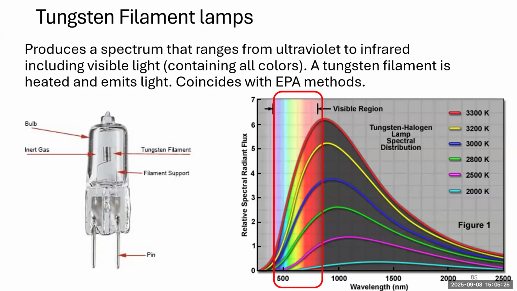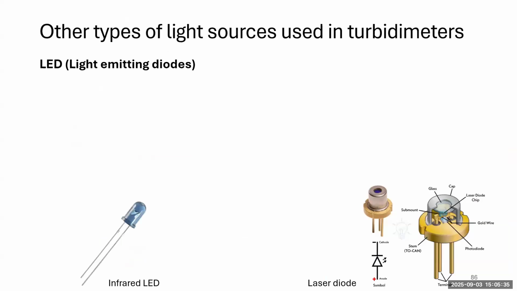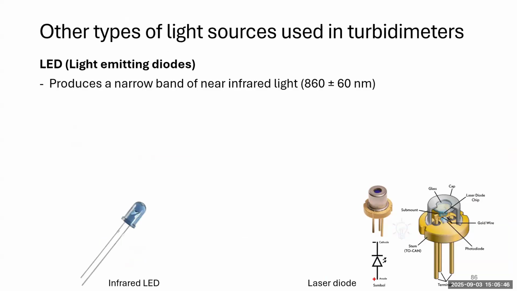But across that visible spectrum, it produces all of the colors, which makes it a good light for detecting particles in a sample. Not just one color is available, which could be absorbed. It has all the different colors. There's other options here that are still developing. Some of these are approved, and some of them are still not approved yet.